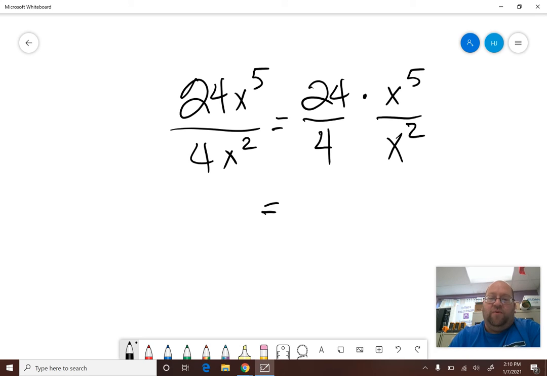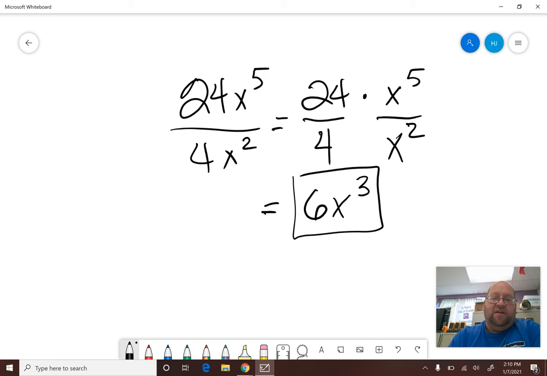What is 24 divided by 4? It's just a division problem, right? A fraction is nothing more than a division problem. So 24 divided by 4 would give me 6. And then I have x to the fifth over x squared. So when I'm dividing exponents, I actually subtract. And you remember I have more x's on top than I have on bottom. So that means this is going to be 6x to the third, okay? That would be my final answer.